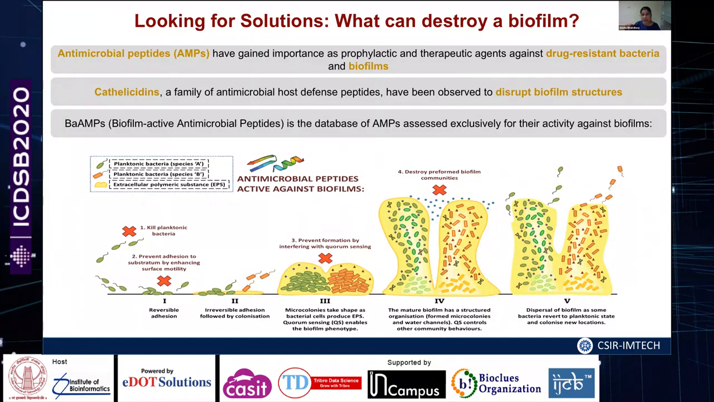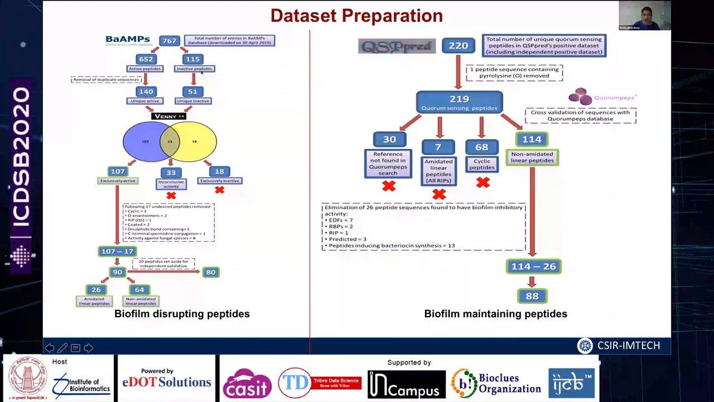And just to go forward, what do we have to destroy them? Our own body produces antimicrobial peptides that can help us fight biofilms and give us indications that peptides can be one way of disrupting the biofilm structure. And that is what we did. We looked at a few databases like PAMPs and Quorum Peps, and we generated a repository of biofilm active peptides that work on all these stages. Then we took biofilm disrupting peptides as our initial positive data set for machine learning, and biofilm maintaining peptides as a negative data set.